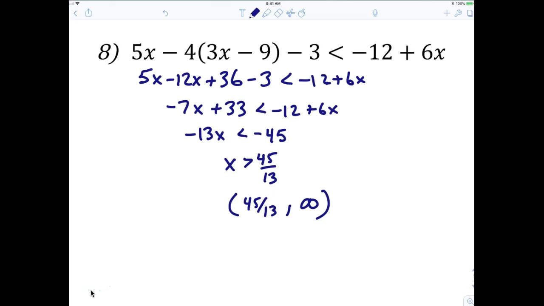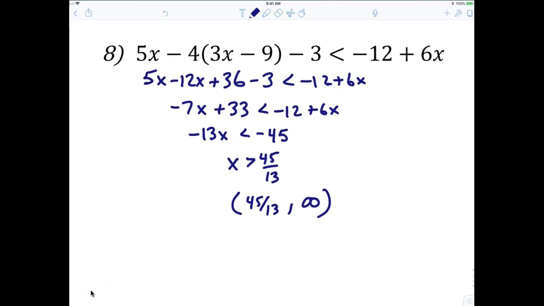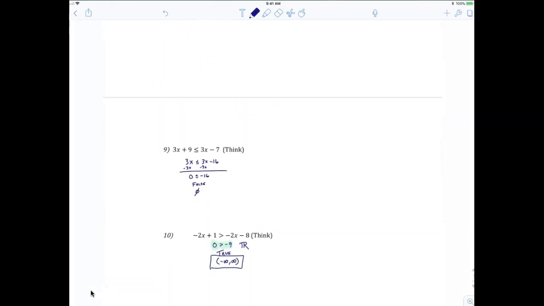You agree with that? Yeah. Greater than 45/13. Any problems? All right, I don't think that was that hard. All right, let's check out.